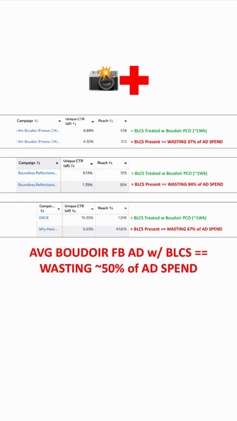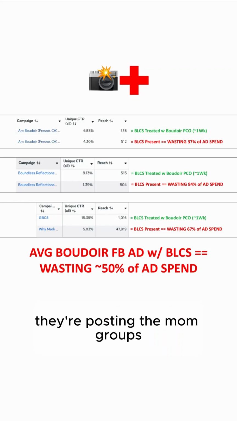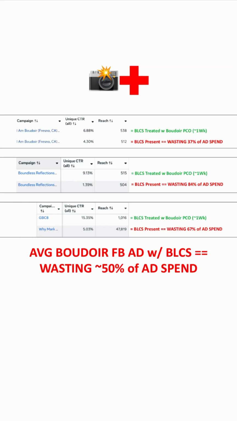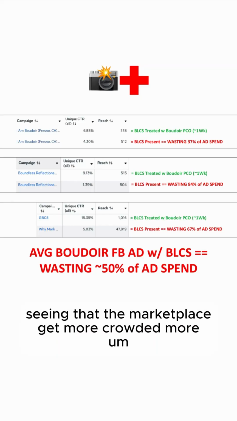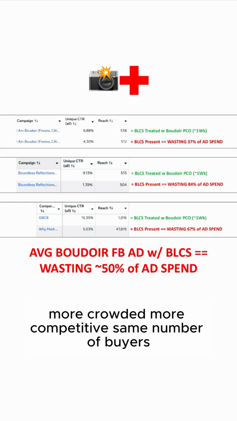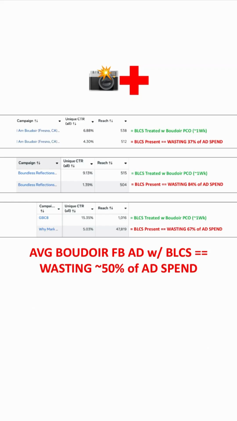And it seems like anytime someone gets a new camera, they're posting in the mom groups that they now do boudoir photo shoots. So you're seeing the marketplace get more crowded, more competitive, same number of buyers, but more sellers, so harder to stand out.